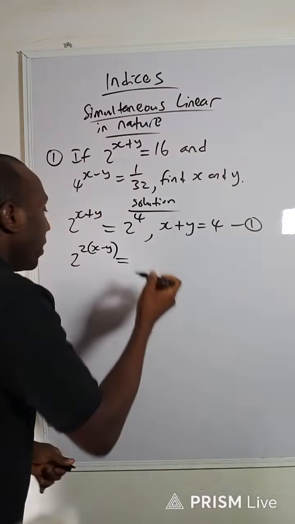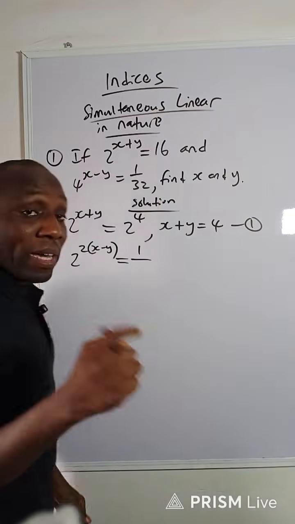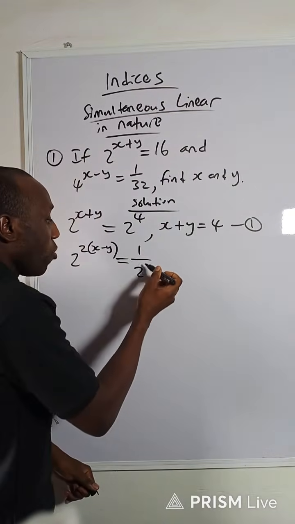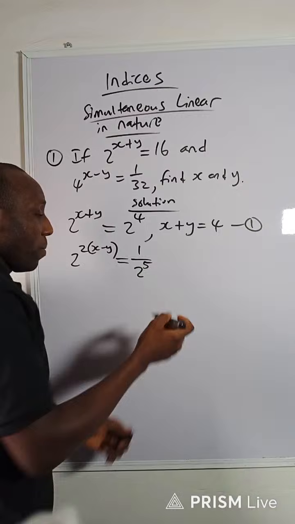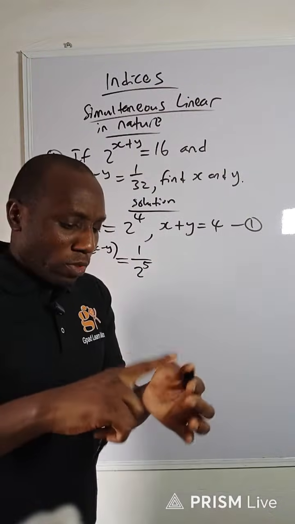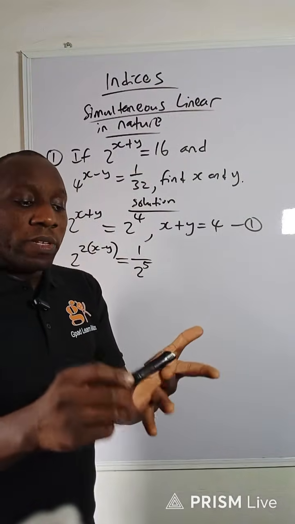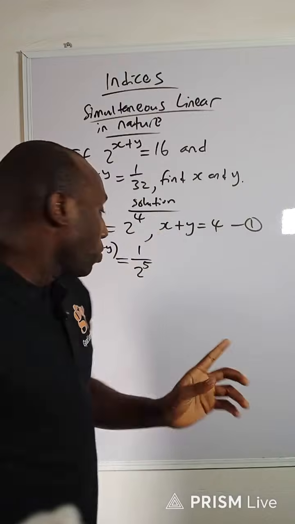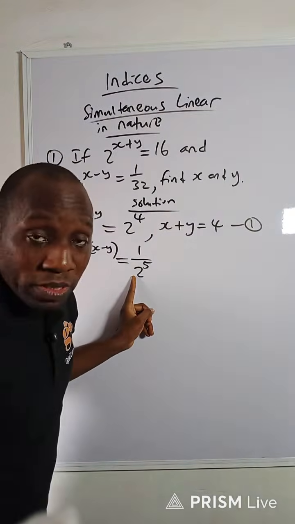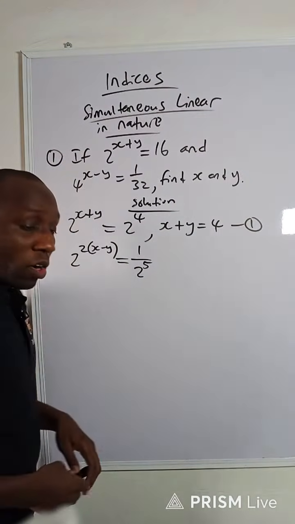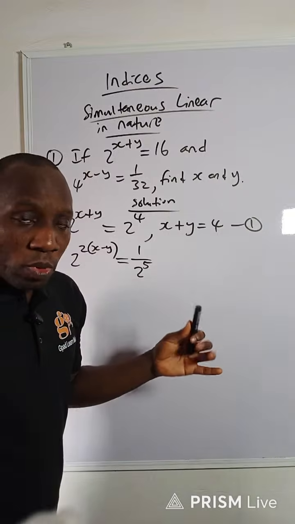What do I do there? 1 over 32 can be expressed as 2 raised to the power of negative 5. You see that? Because 2 times 2 times 2 times 2 times 2, how many 2s have I counted? 1, 2, 3, 4, 5, to give you 32. Hence I have this. The reason why I'm doing this is because I want them to have a common base on both sides.